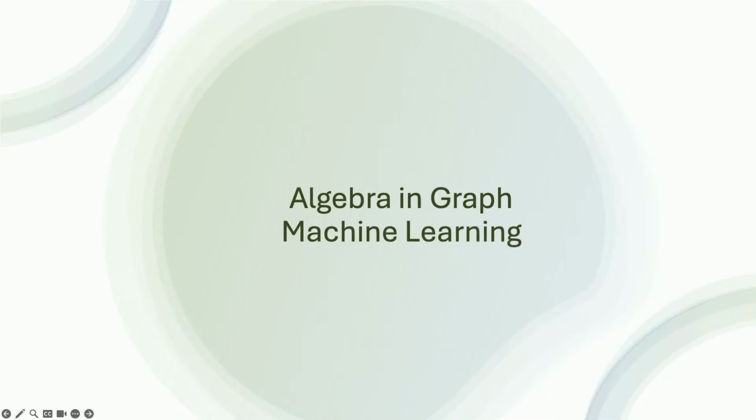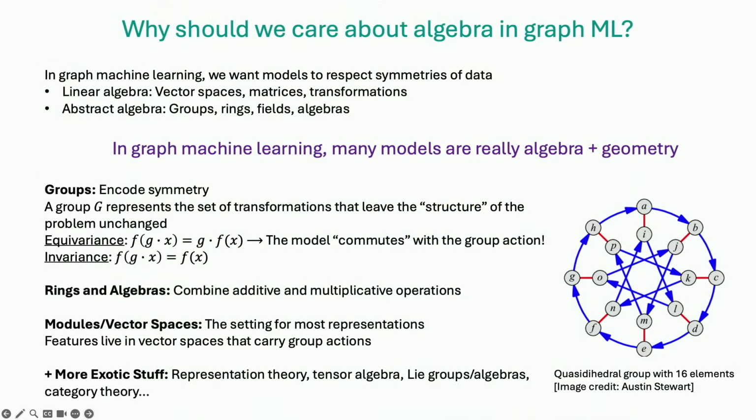Okay, so let's start with algebra in graph machine learning. Why should we care about algebra in graph machine learning? In graph machine learning, we want to respect symmetries of data, right? So algebra shows up in 2 flavors. One is linear algebra. This is something that we all know and love. We're looking at vector spaces, matrices, and transformations. These are all great things that we're very familiar with.